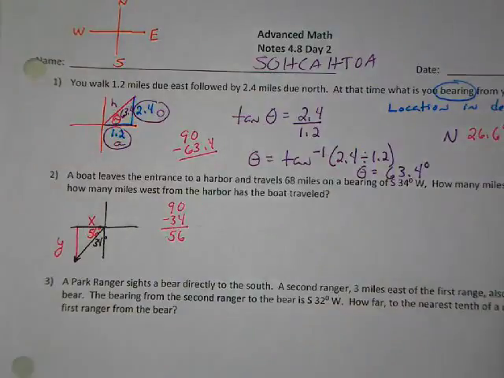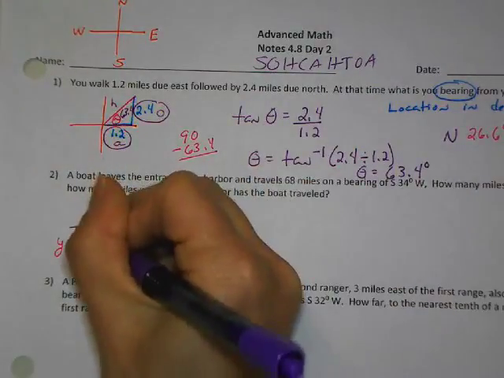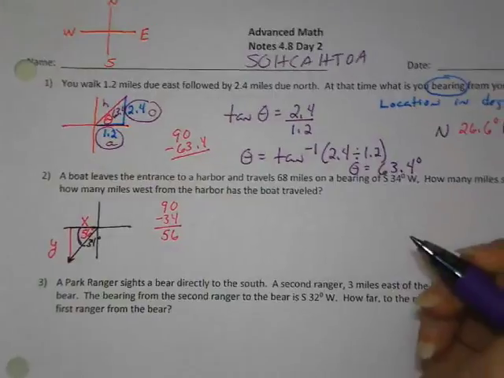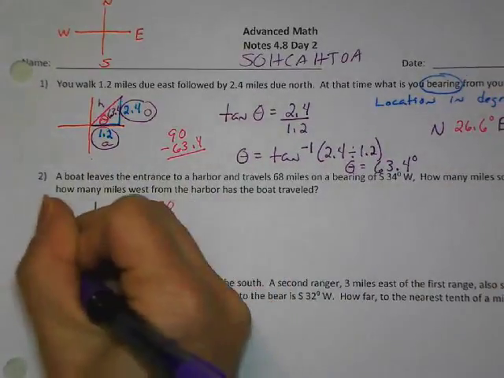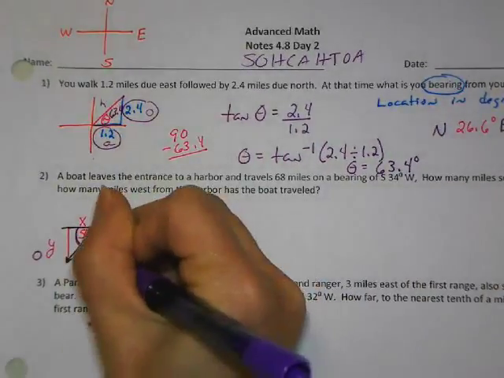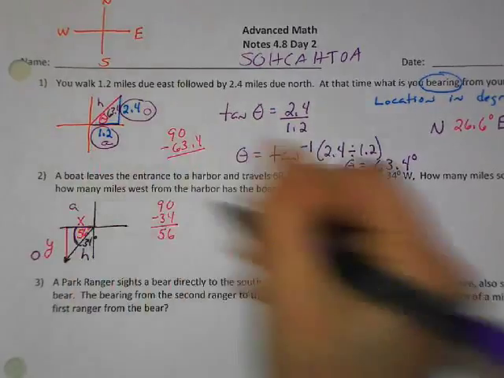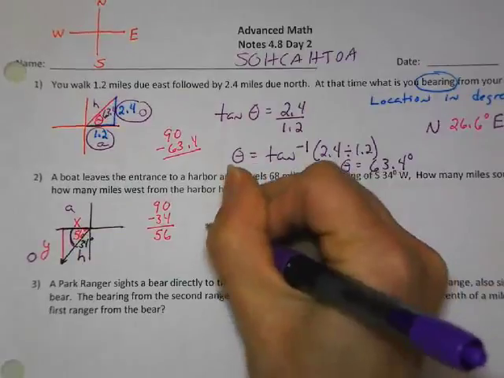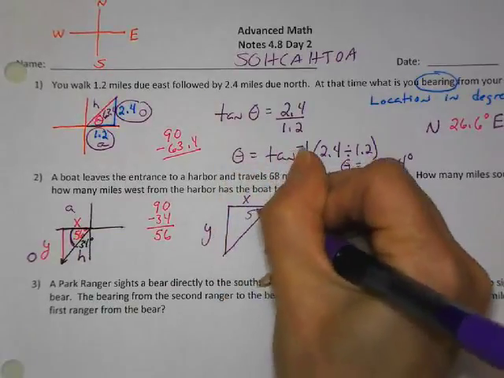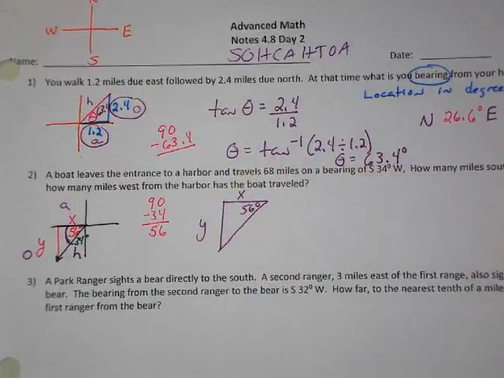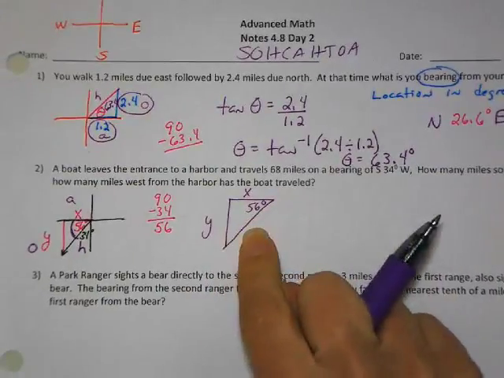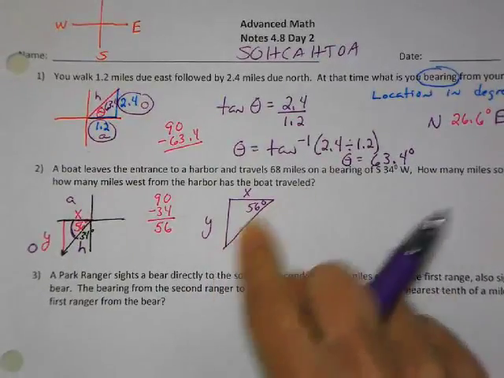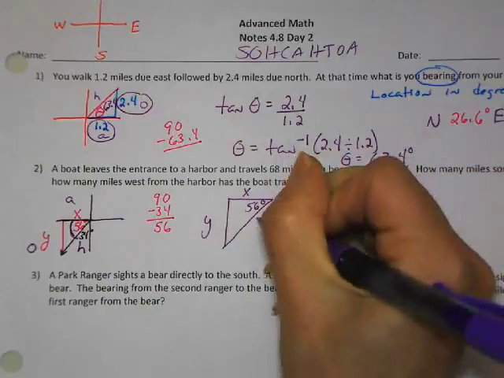Now I'm going to go ahead and label the O, the A, the H. So Y is my O, my H, and my A. I'm going to pull this triangle out just so I can actually see some stuff. I'm missing one piece of information. How far did my boat travel? It went 68 miles. So that becomes 68.